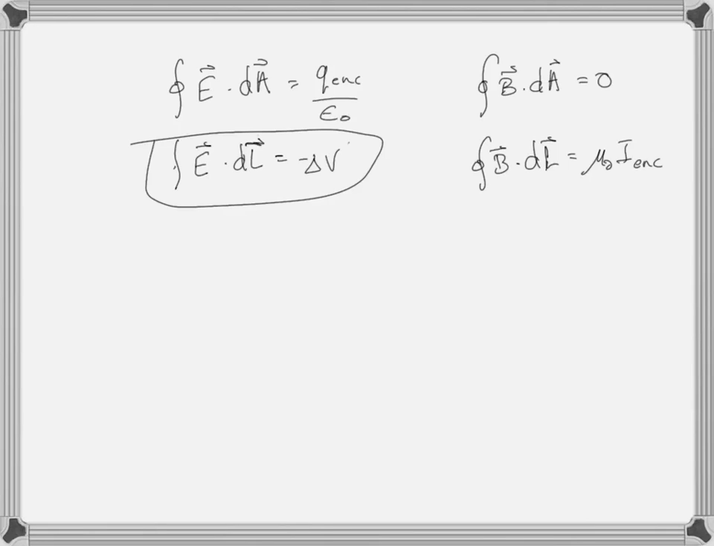Now, let's look at the similarities first. You've got two integrals over area, electric field flux and magnetic field flux, and two line integrals, electric field dl and magnetic field dl. So there is some symmetry here, but we can use Faraday's law to make this equation look like that equation for the magnetic field.